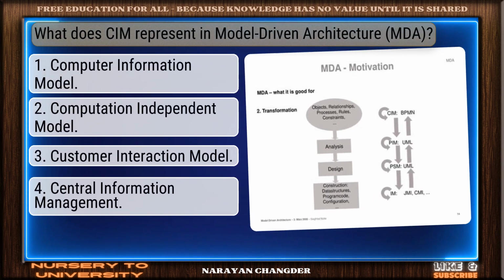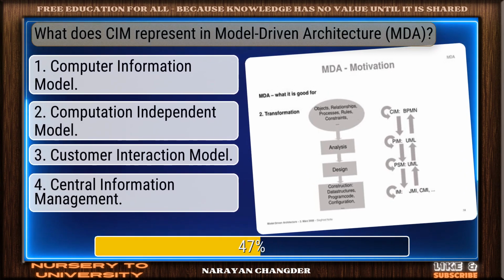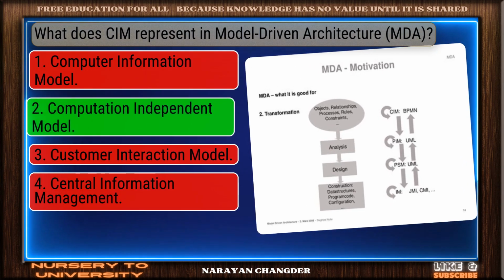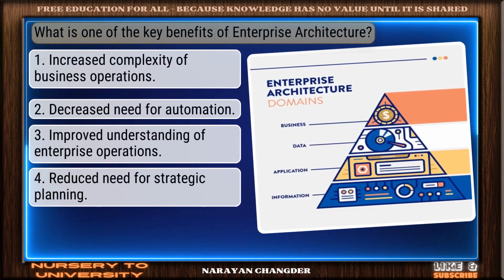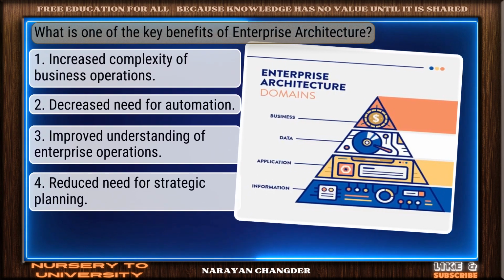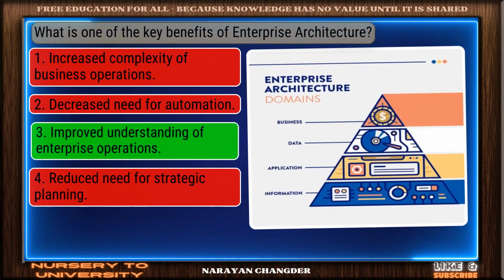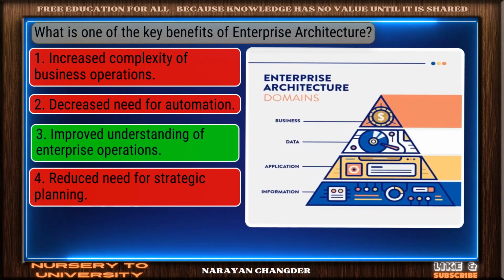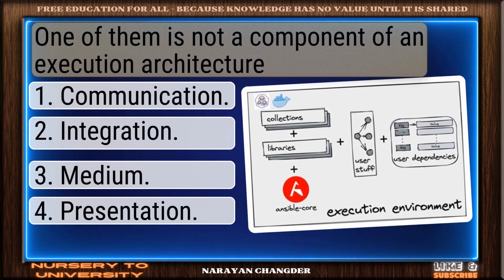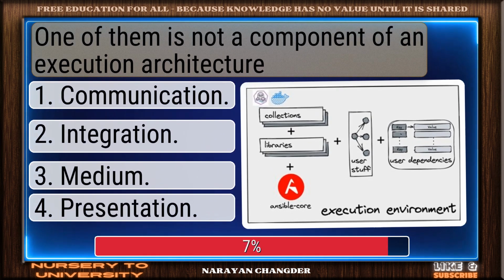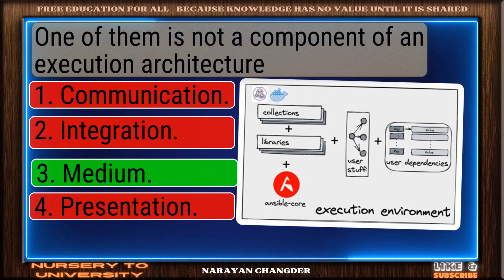Question number 44. What does SIM represent in model-driven architecture? Nice selection. Computation-independent model is the correct and valid answer. Question number 45. What is one of the key benefits of enterprise architecture? Perfect. Improved understanding of enterprise operations is the correct choice. Question number 46. One of them is not a component of an execution architecture. Bravo. Medium is the answer.